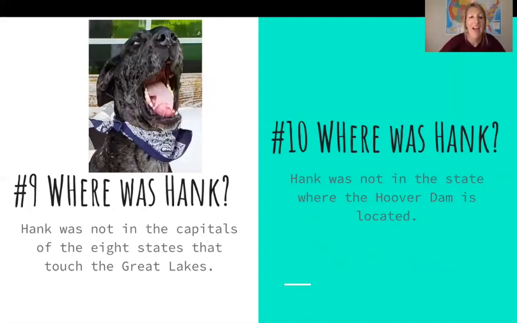Number 9, Hank was not in the capitals of the 8 states that touch the Great Lakes. So remember when we were reviewing, we looked at the Great Lakes. So he was not in the capitals of the 8 states that touch the Great Lakes. So we got to cross off 8 states. Okay, there's 8 states by the Great Lakes that he did not hide in. Remember, the Great Lakes are up north. Use your compass rose and your map to help you locate where those Great Lakes are. So we're finding the 8 states that touch the Great Lakes, and he was not in those states.